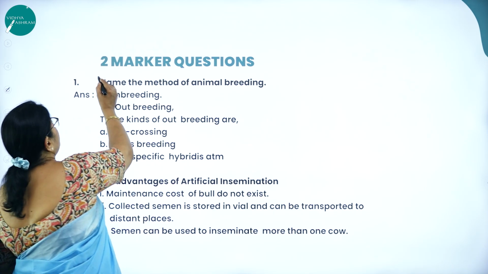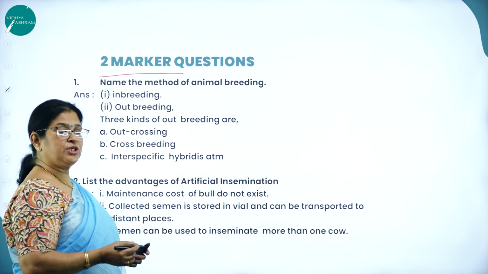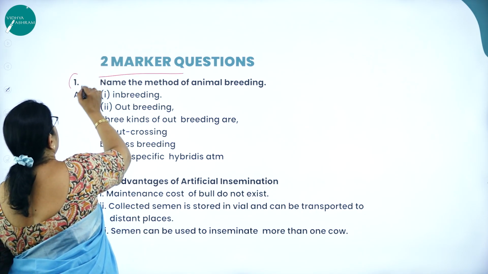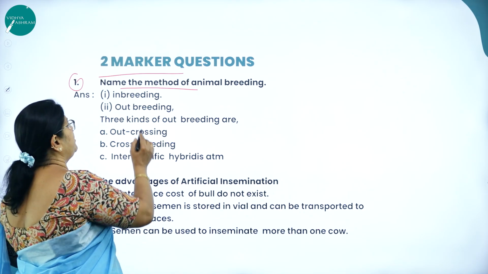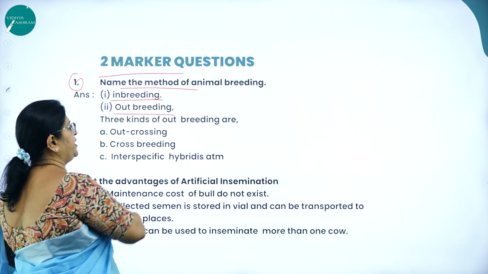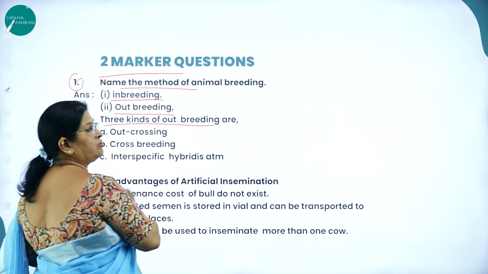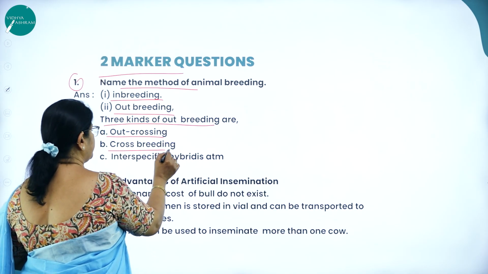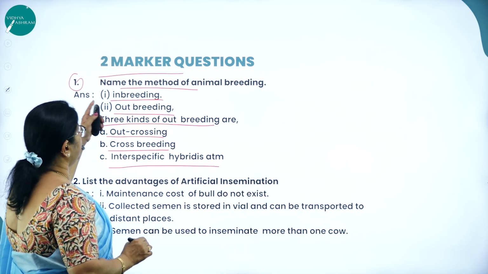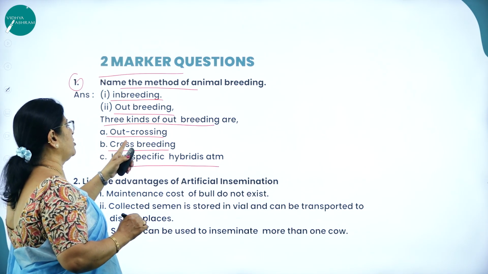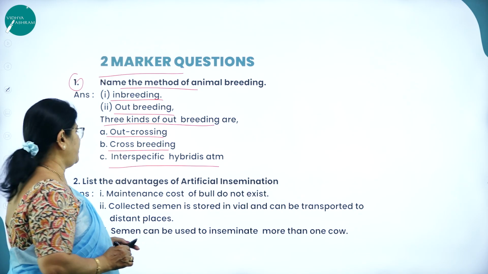Next, for 2 marker questions. Now let us discuss the 2 marker questions. Question number 1. Name the methods of animal breeding. So what will be the methods of animal breeding? That is inbreeding and outbreeding. What are the 3 kinds of outbreeding? Outcrossing, crossbreeding and interspecific hybridization. Right. So inbreeding, outbreeding, outcrossing, crossbreeding, interspecific hybridization.